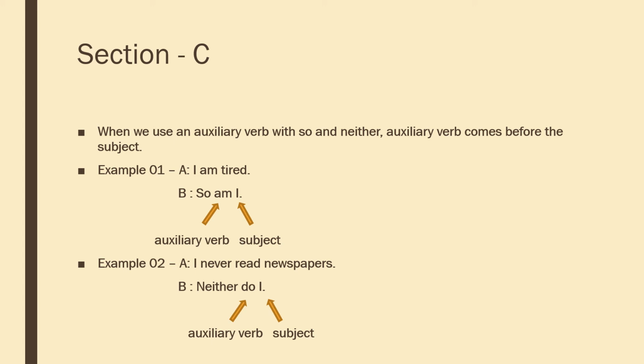The second example is A said, I never read newspapers. B said, neither do I. Neither do I means I never read newspapers either. Here we find the auxiliary verb do and the subject I. Children, it is important to note that neither is similar to not plus either.